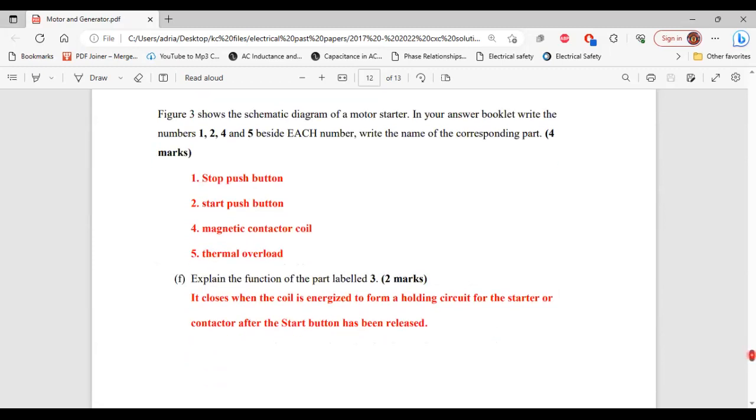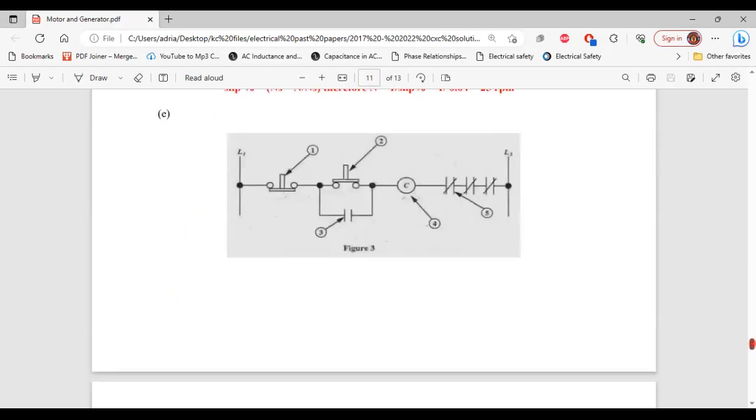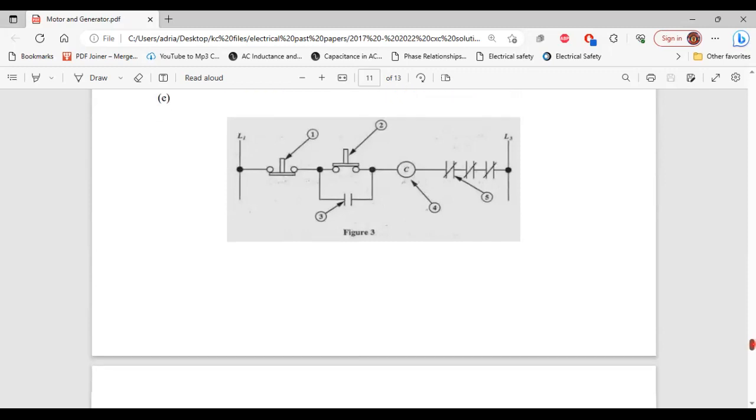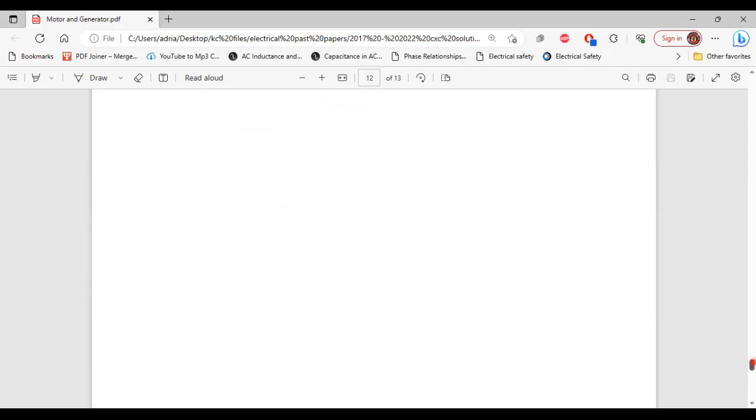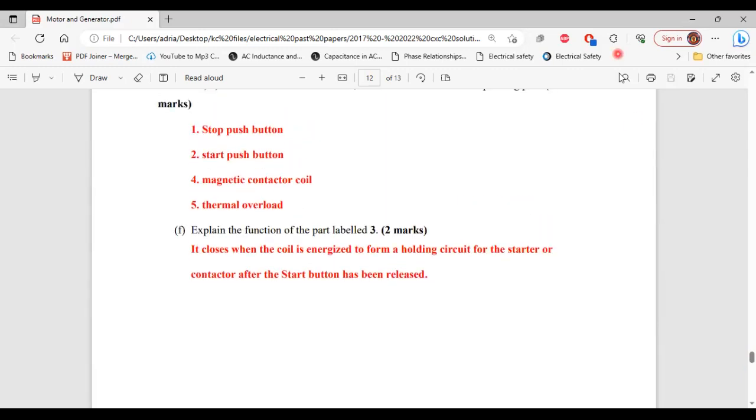Part F, it says explain the function of the part labeled 3. All right, so the part labeled 3, that's the auxiliary or holding contact. So the auxiliary or holding contact closes when the coil is energized to form a holding circuit for the starter or contactor after the start push button has been released. All right, so that's it for this question.